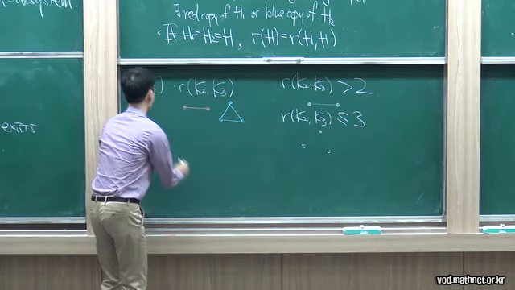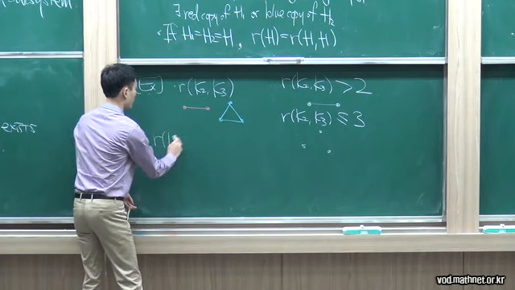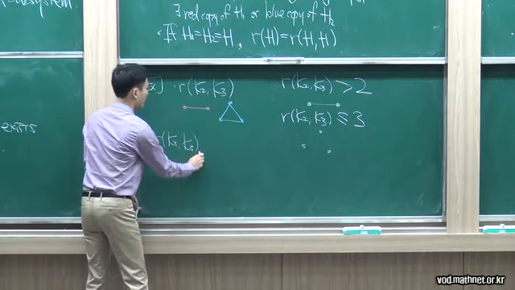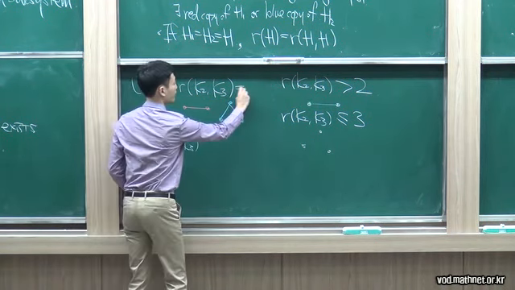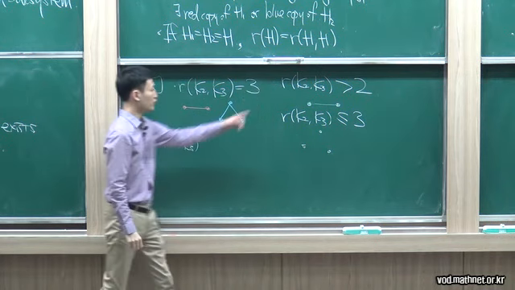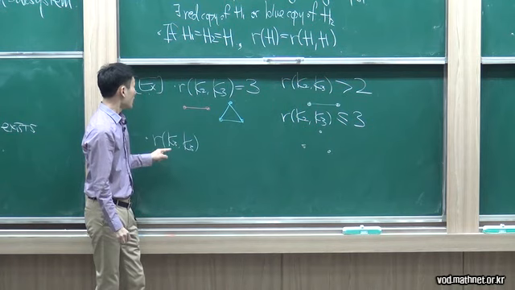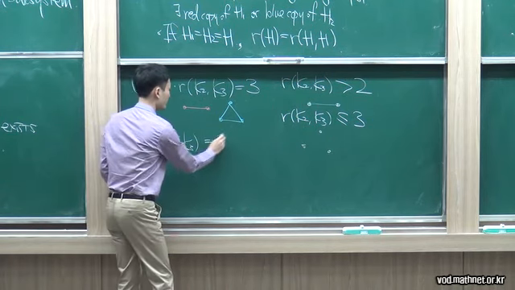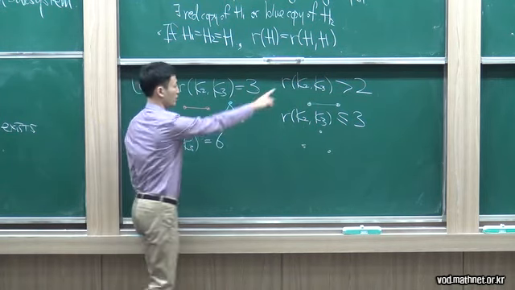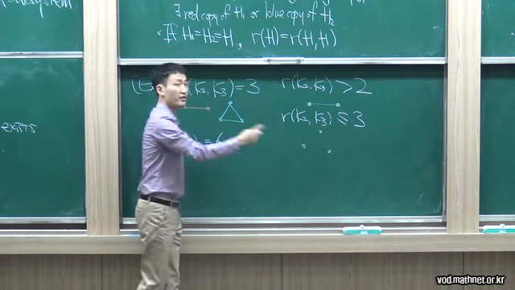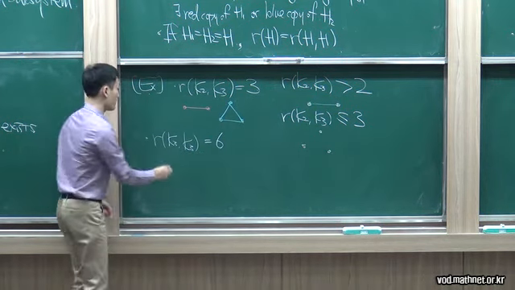Let me do one more case. R(K3, K3) is equal to 3. Because 2 does not force one of these copies, but 3 does. R(K3, K3) is known to be 6. So again, in the first case I have to show that it's greater than 5. I have to give you a coloring of 5 vertices.